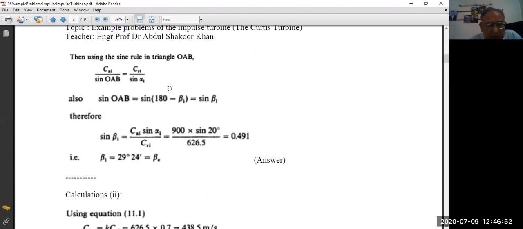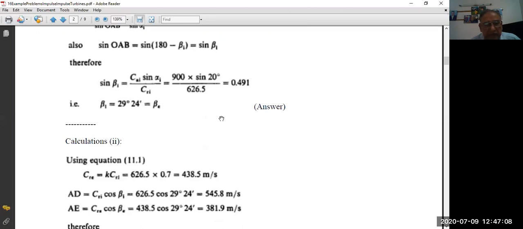So according to sine rule, we will solve the OAB triangle. CAI divided by sine angle OAB equals CRI divided by sine alpha I. From here, sine OAB is equal to this, so we can calculate sine beta. Sine beta I is equal to CI sine alpha divided by CRI. Now we know sine alpha, we know CAI, we know CRI, just calculated above, and putting these values, we can calculate sine beta I.